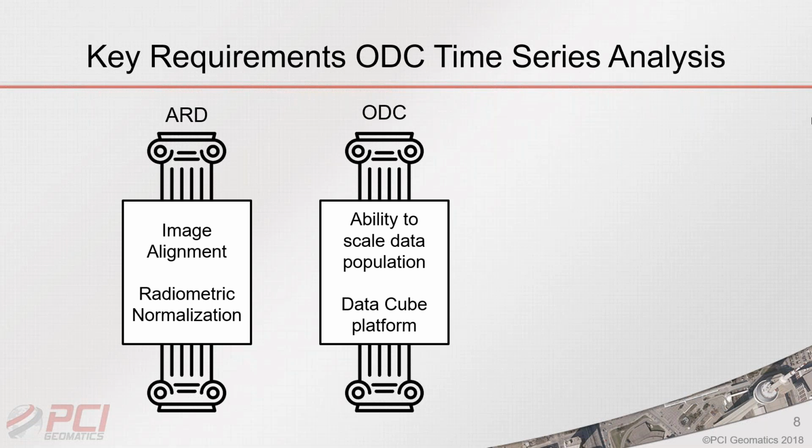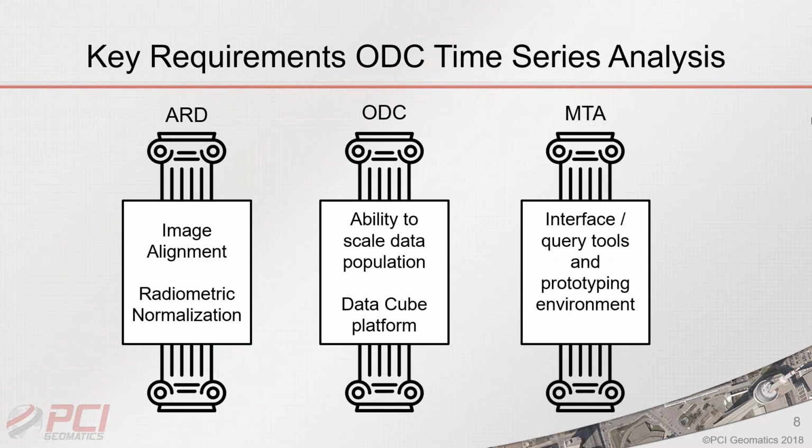But for now, suffice it to say that once we produce these large volumes of ARD data, we need to put them somewhere to perform analysis. And we at PCI have chosen to adopt the Open Data Cube as a platform to do so. The third key pillar that we see for time series analysis is somewhere to perform multi-temporal analysis. So we need to query the data, we need tools, we need to prototype, and really this is currently possible in a few different ways. There are built-in algorithms in the Open Data Cube that allow you to perform multi-temporal analysis, and I'll show you a few examples of that in a minute.